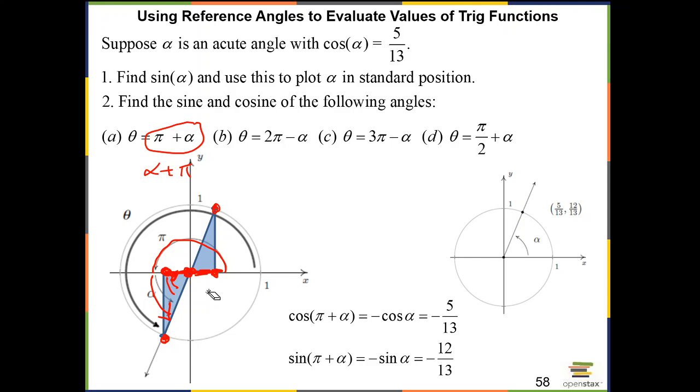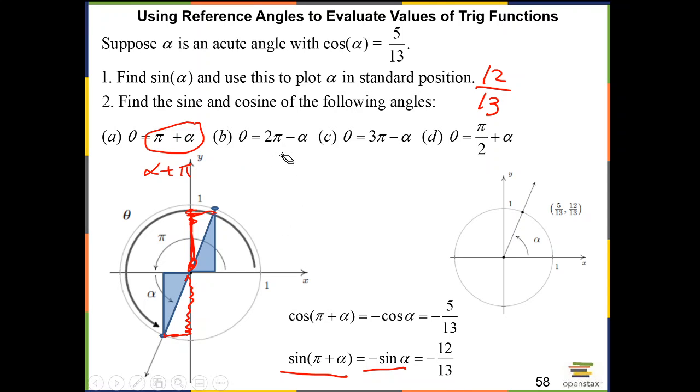Now what is sine of this? Well, previously we found the sine to be 12 over 13, remember? So sine of alpha is this much, about right here, and sine of pi plus alpha is that much. So it looks like sine of pi plus alpha is negative sine alpha. So it's negative 12 over 13.